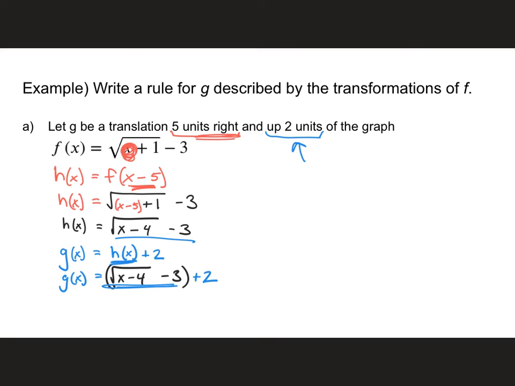So let's do that final math. Combine my like terms. I get the square root of x minus 4. Let's see, -3 plus 2 is minus 1. That is my final answer.